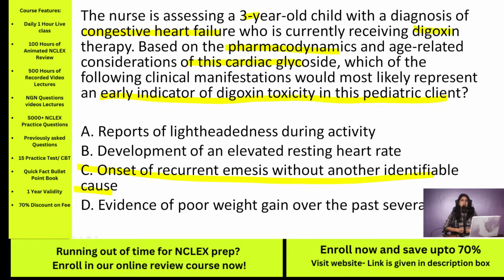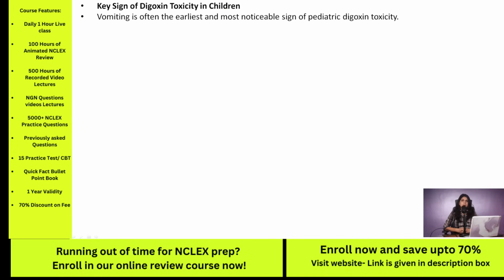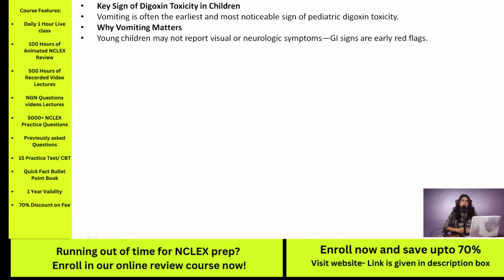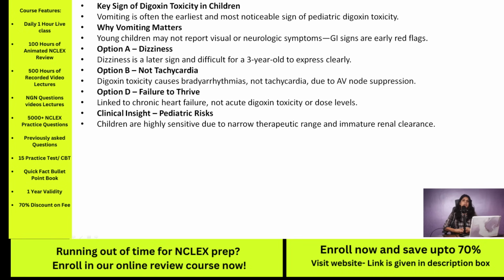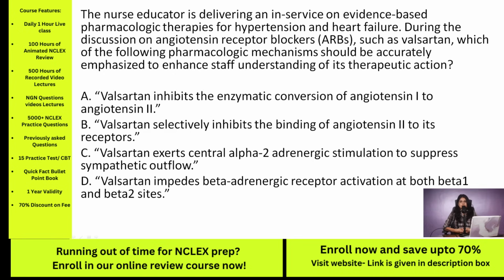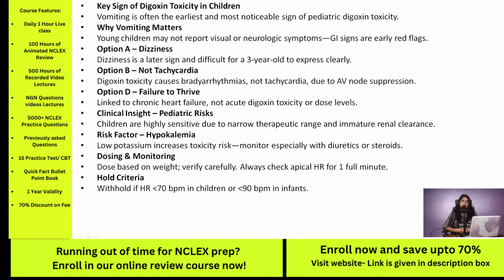Vomiting is one of the most common and earliest observable signs of digoxin toxicity in pediatric patients, especially because young children may be unable to describe other symptoms such as visual disturbances or dizziness. The other options are less specific. Option A, lightheadedness, is more difficult for a 3-year-old to articulate and typically appears later. Option B, an elevated resting heart rate, is not consistent with digoxin's effect, as the drug tends to slow heart rate. And option D, poor weight gain, is a chronic sign of heart failure, but not an acute sign of drug toxicity. Let's continue. Question 41 is coming up next with more pediatric pharmacology insight.